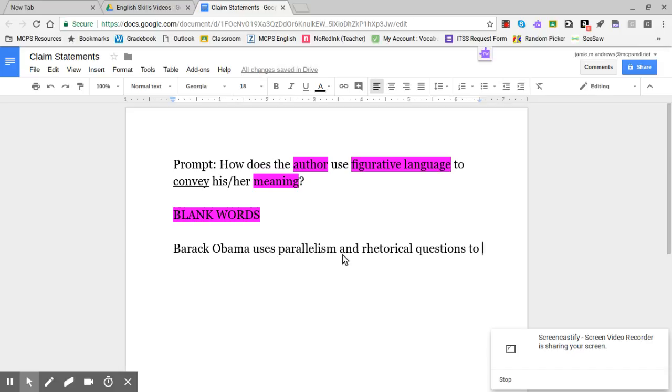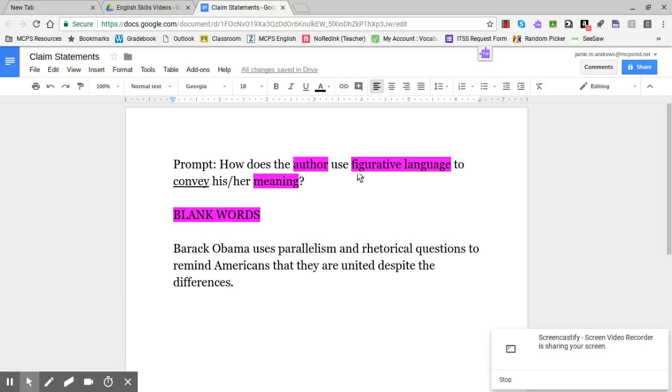So if we were talking about the education speech or the DNC speech, what exactly is he talking about? With the DNC speech, what does he want to do? He wants to unify the country in order to vote for John Kerry in that case, right? So he uses parallelism and rhetorical question to unify the country under a John Kerry administration, right? Or to remind Americans that they are united despite the differences. Okay? There is your claim statement.